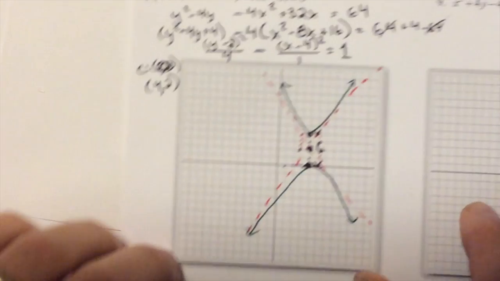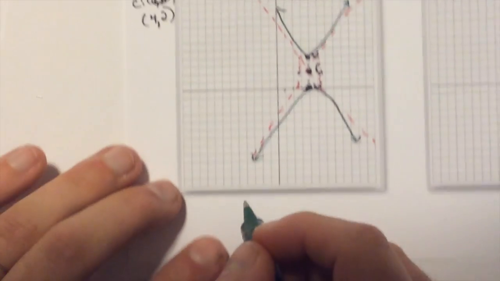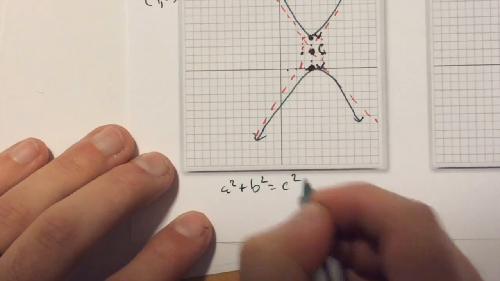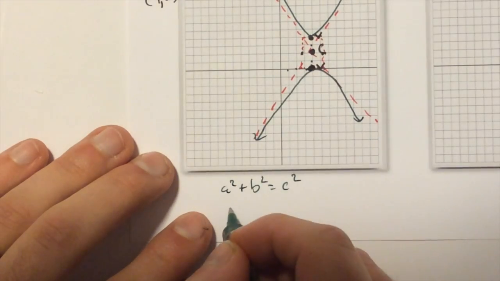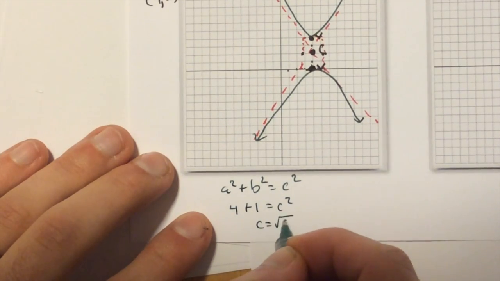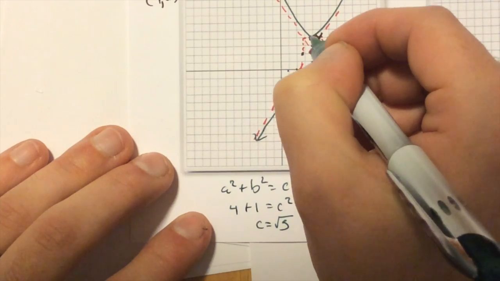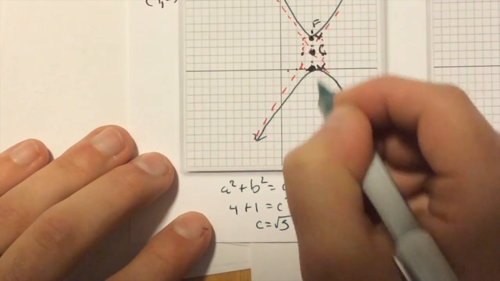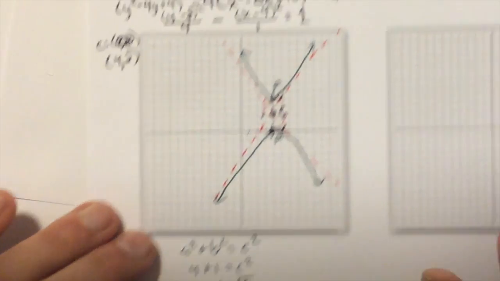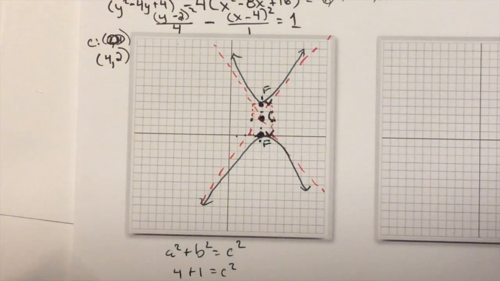The last and final thing is to find the focus. So the focus is always a squared plus b squared equals c squared. So I have 4 plus 1. So 4 plus 1 equals c squared. So c equals root 5, which is just over 2. So 1, 2. There's my focus, just a little past my vertex. So there's my two foci. There's problem 8. We have one more to go.